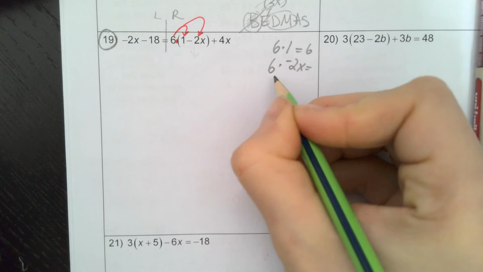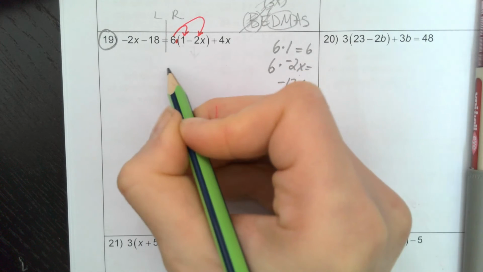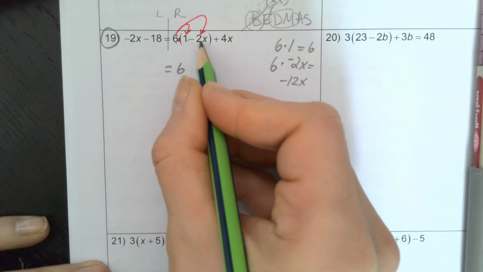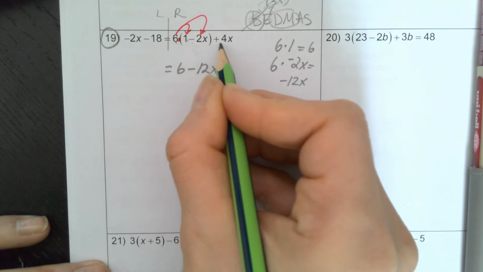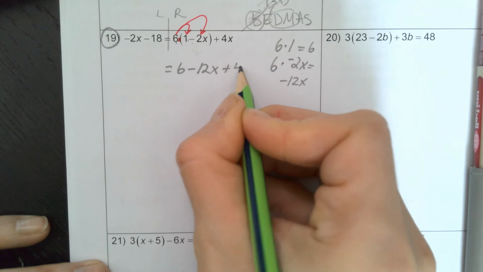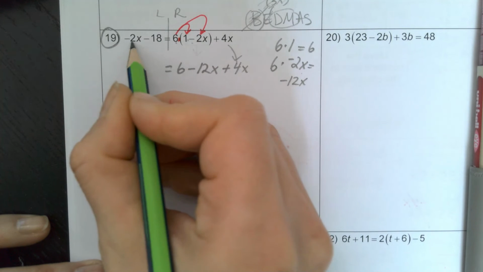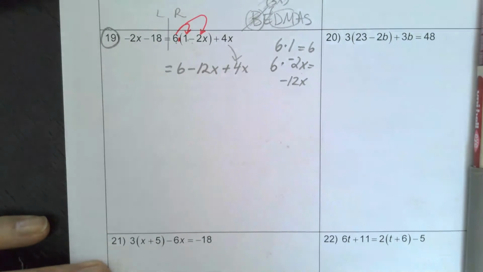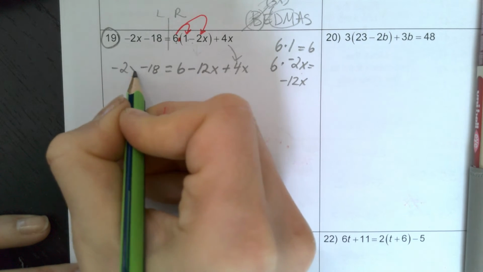So that's 6. This here, that would be negative 12x. So here we have 6 times 1 is 6. 6 times negative 2x is I lose 12x. And this 4, he's just hanging out by himself. So make sure you copy him down. Can I put these two together? No, because 18 doesn't have an x. They're not like terms. So I just copy it down the same like that.